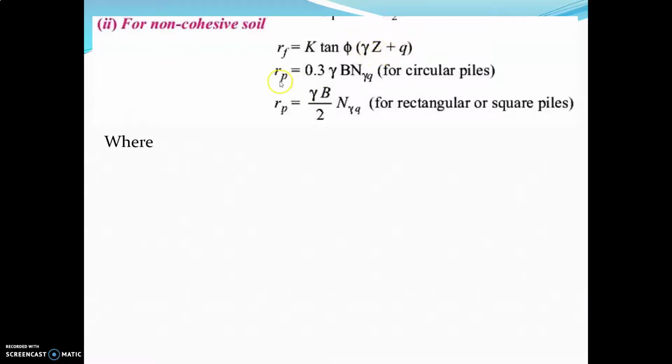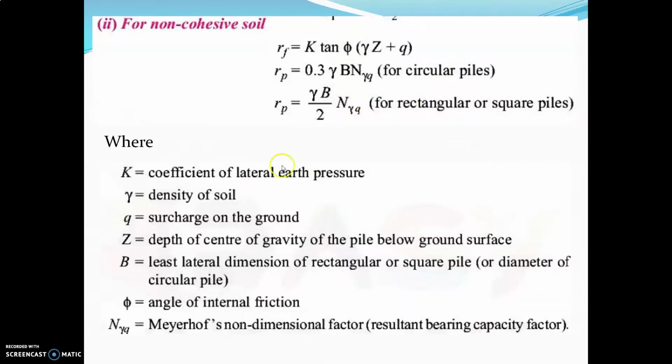Here is RF, and RP is equal to 0.3 gamma B N gamma Q for circular piles, and RP is equal to gamma B divided by 2 N gamma Q. This is for rectangular or square piles, where K is the coefficient of lateral earth pressure.